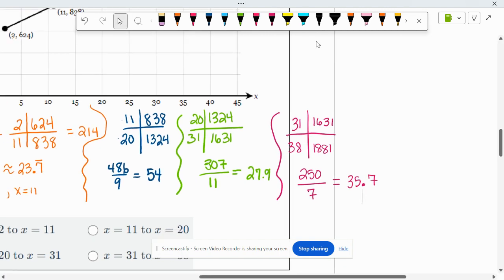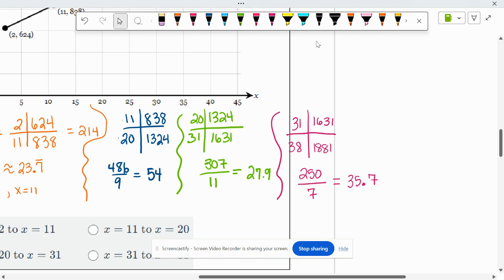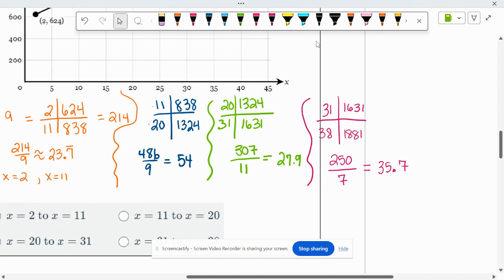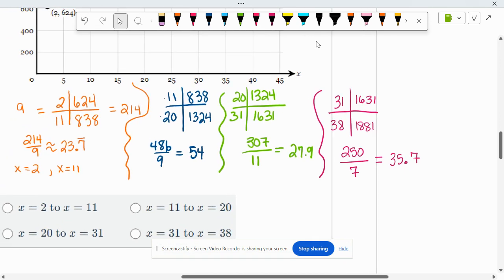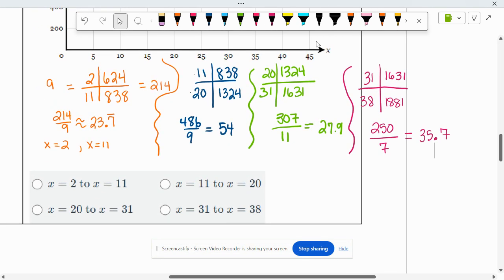Okay, we need to know which one is the smallest. Which one has the smallest rate of change? Yeah, the first one, the 2 to 11 range. When I go through the interval x of 2, x 11. Okay, x is 2, x is 11.